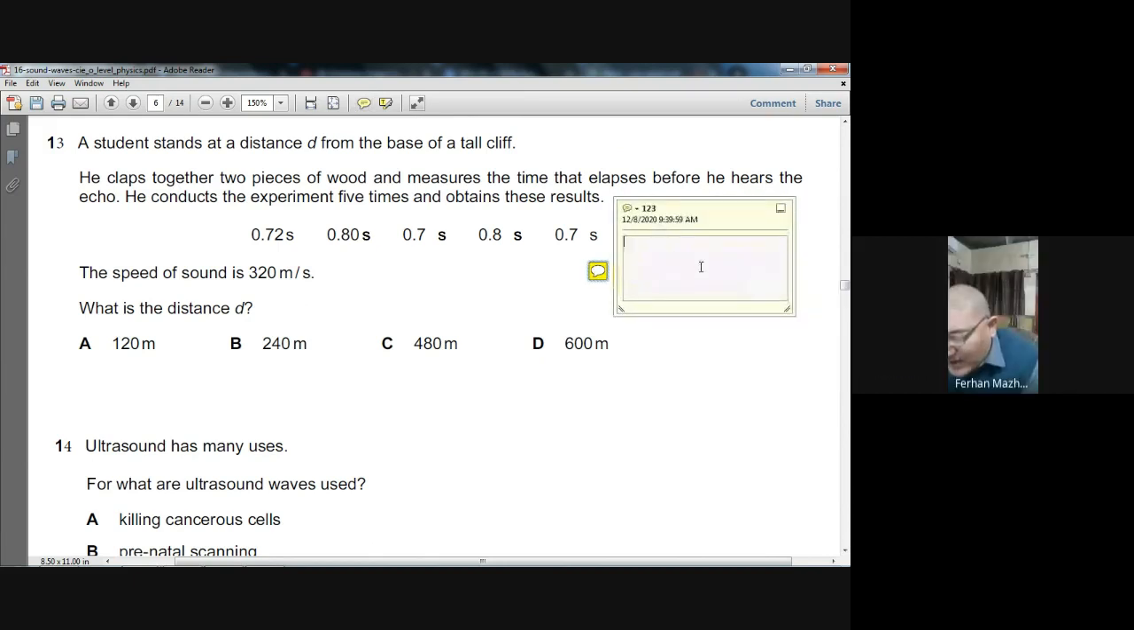Okay, so first of all, I will take the average time. You know how to find the average time? You add up all the five times and get the answer, then divide by five. Somebody will do the calculation. 0.72 plus 0.80 plus 0.7 plus 0.8 plus 0.7, divided by 5. That gives the average time.